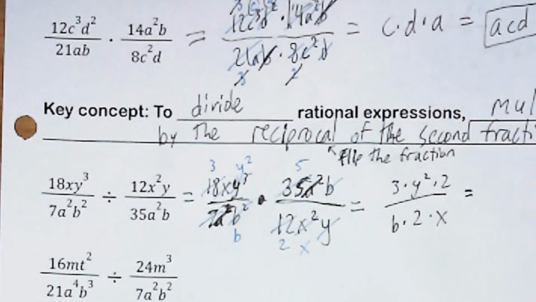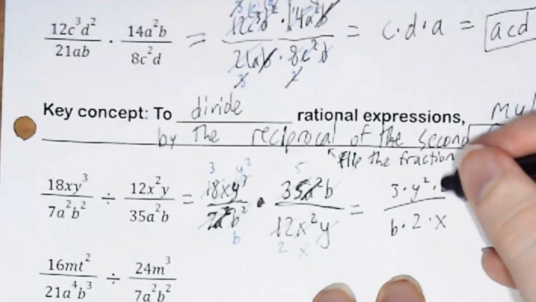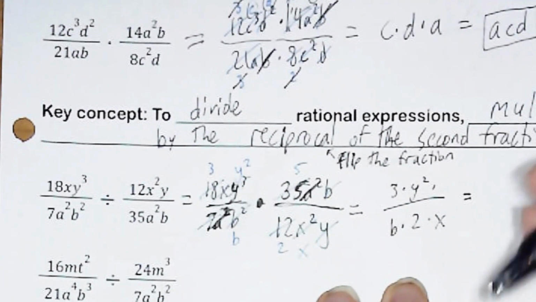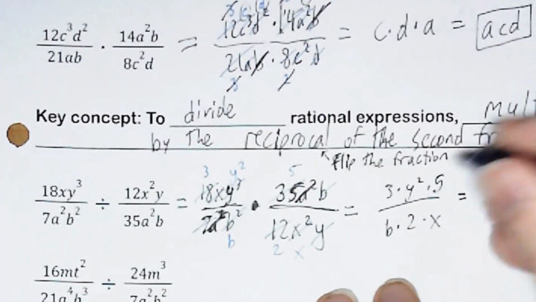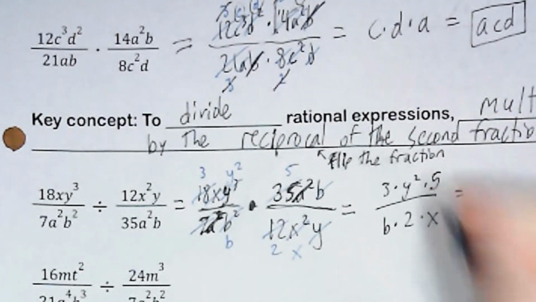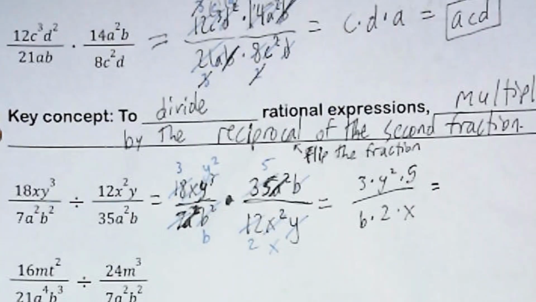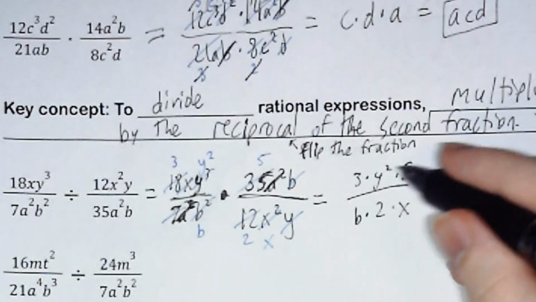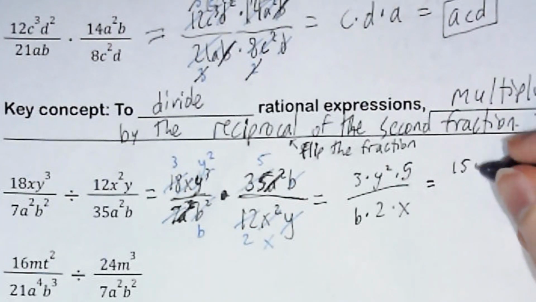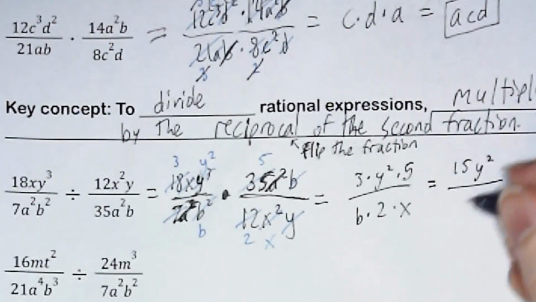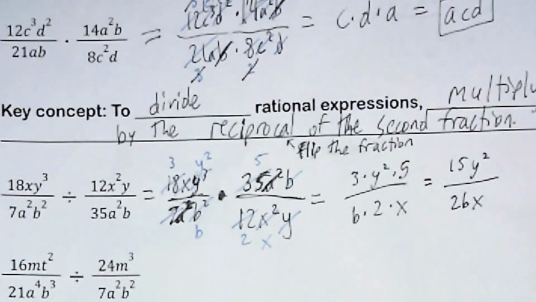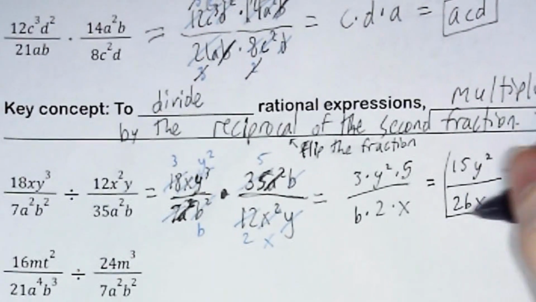Where did I go wrong? That's a 5. Sorry. That's not a 2. That's a 5. I was about to say that's not right. That's this 5 right here. Sorry about that. Okay. 3 times y squared times 5 is 15y squared. And then b times 2 times x is 2bx. There we go.